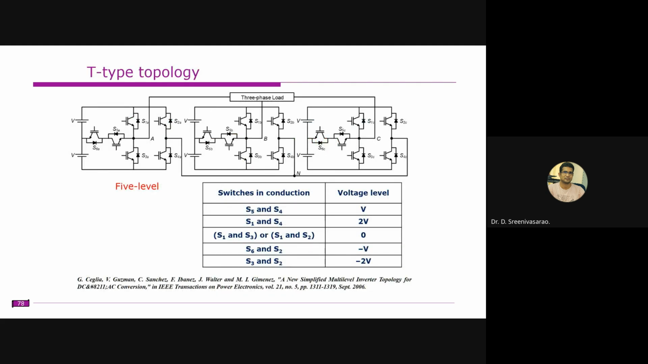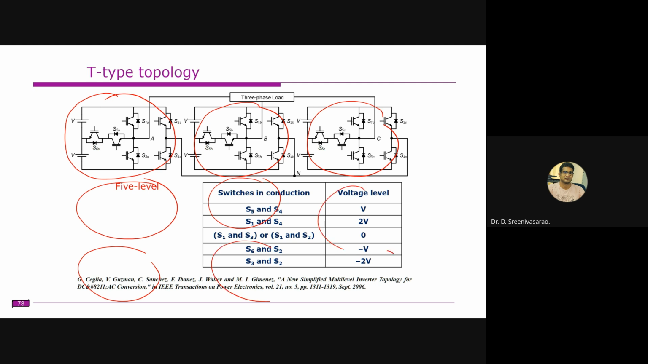So next thing is the T-type topologies. So this we already discussed. So this is a single phase T-type topology. So this entire thing is a single phase. So this is a cascade connection of T-type topology. If you want, you can connect one more here, like this.